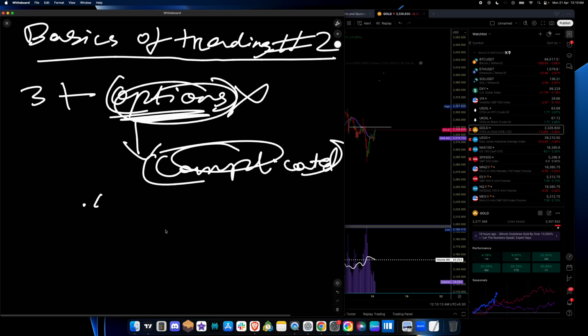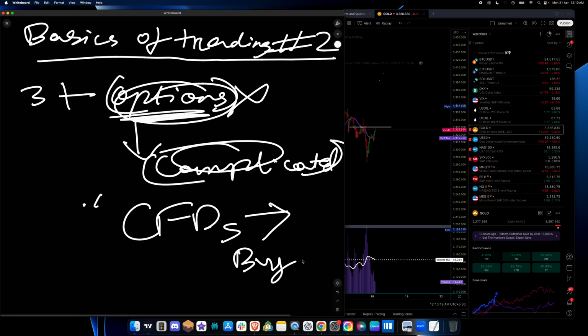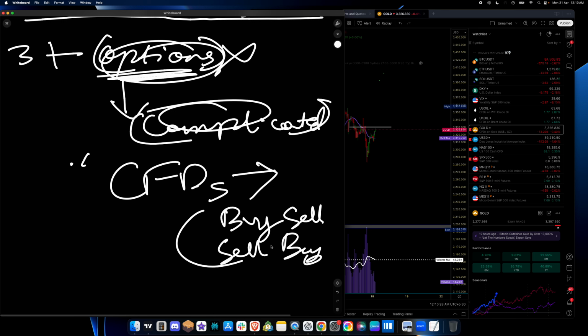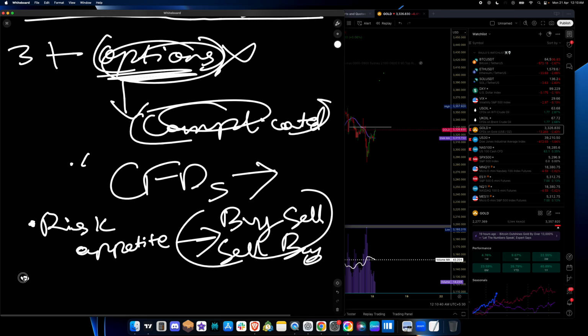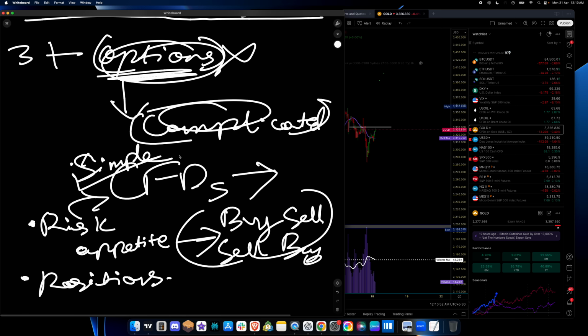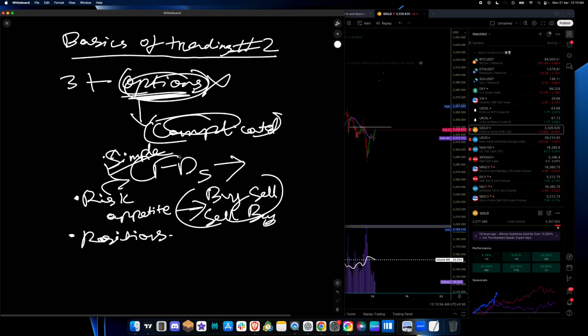If you are a CFD trader, you just have to buy or sell the underlying contracts of an underlying asset. You just have to consider the risk appetite of your trading account and also yourself, and you have to control the position size. That's what you have to do while trading CFDs. So CFDs are a bit more simple for a beginner trader.